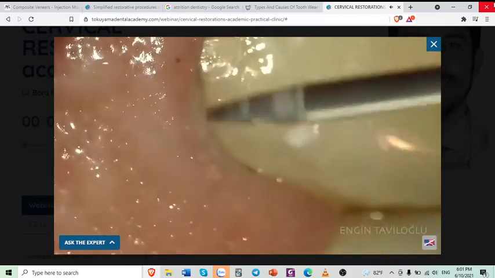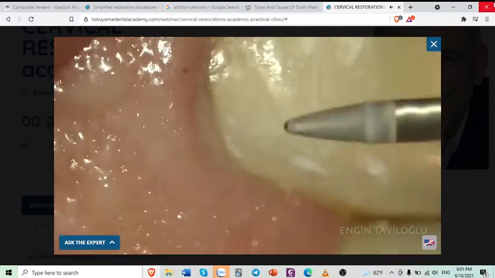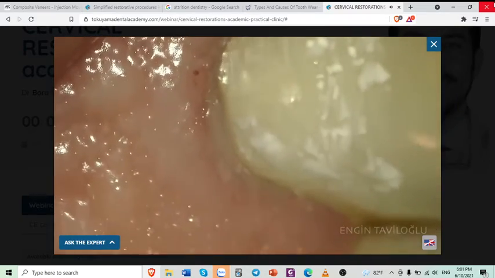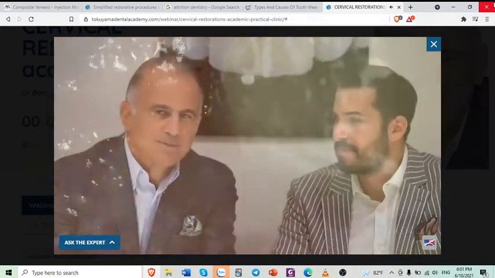So, of course, this was a magnification. Here, with this magnification, you even see the crystallines of the enamel. This is a 4-time picture, so it's pretty big.